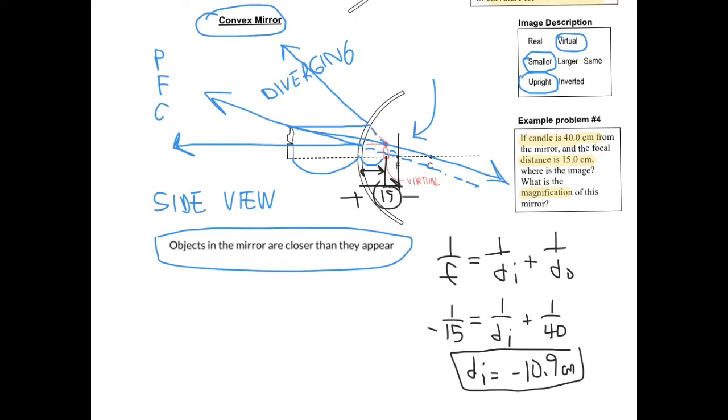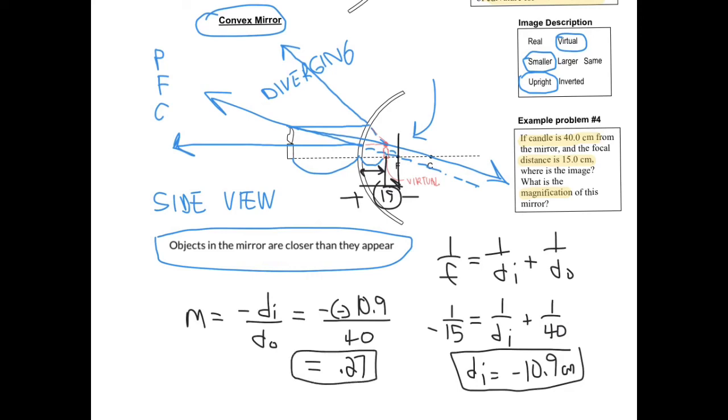Now we also wanted to find out what is the magnification of this mirror. So the second formula that I gave you was magnification is negative di over do. So when we put in negative di, remember it's a negative, which is going to make it a positive. So it's the 10.9 divided by the object distance, which was 40. And when we just do the math, we get a magnification of 0.27. In other words, the image is going to be 27% as large as the object.